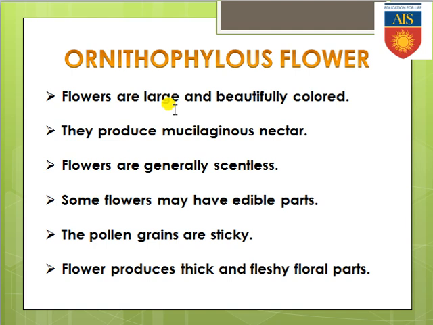Those floral parts are all thick and fleshy, so that when the birds are consuming the cell sap from the flower, at that time the mucilaginous nectar also goes inside their body, as well as that specific mucilaginous nectar gets associated with their beak, and that happens accidentally, the birds actually not knowing about this. So this is overall the Ornithophilous flower and the type of pollination, that is ornithophily.